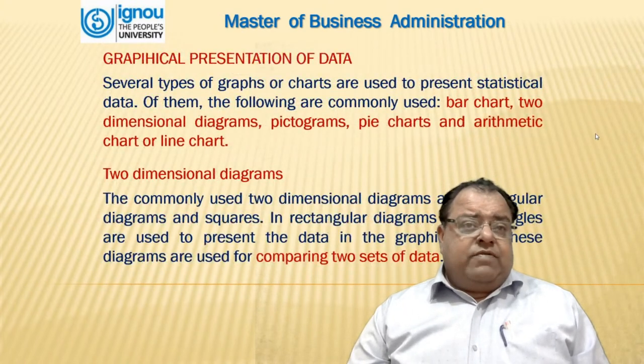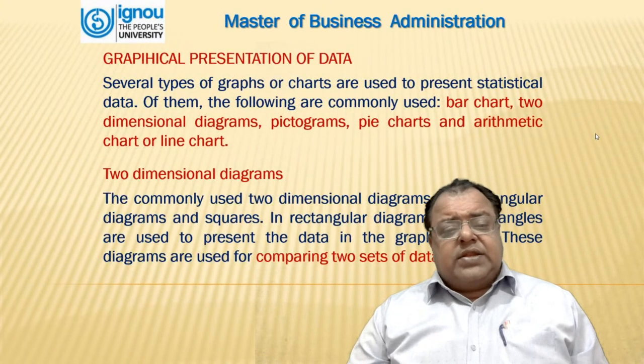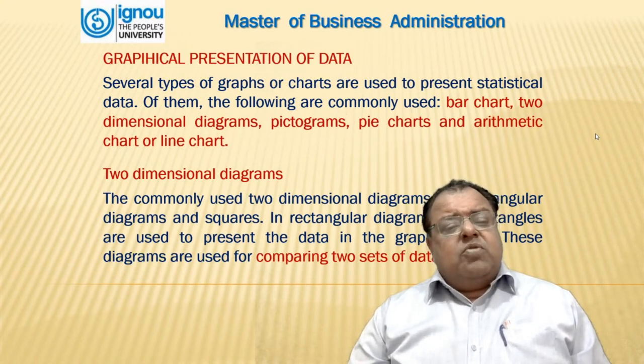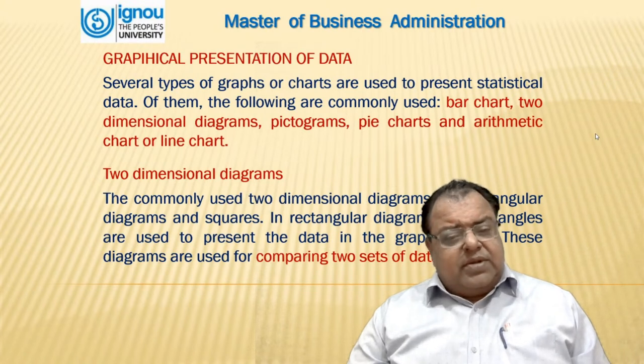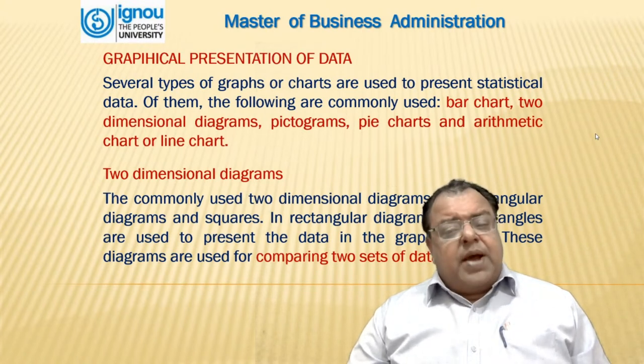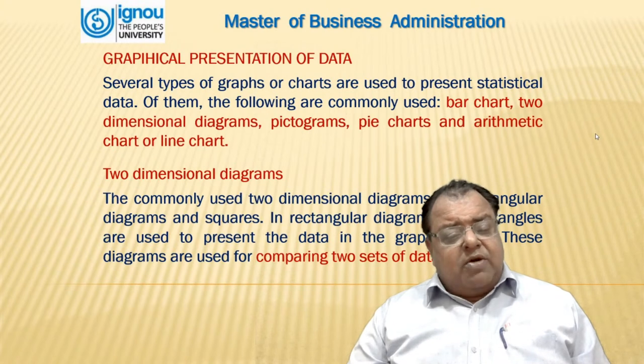Graphical representation of data. There are several types of graphs or charts that are used to present statistical data. Of them, the following are commonly used: bar chart, two-dimensional diagrams, pictograms, pie chart, and arithmetic chart or line chart.